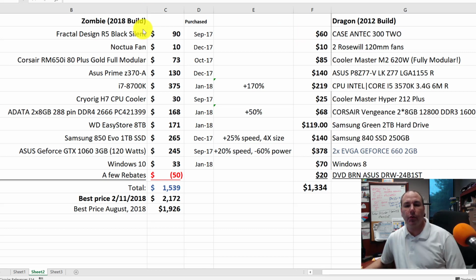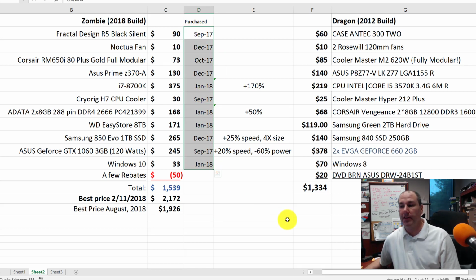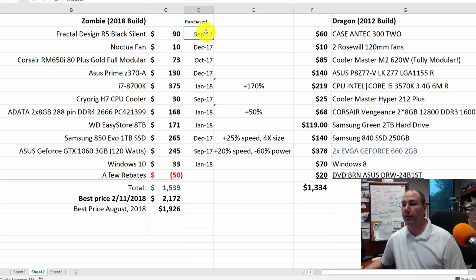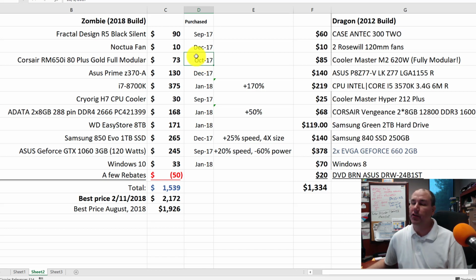Whenever I build a computer, what I do is I buy components as I find good deals over the course of 3 or 4 months. And I have the dates here where I purchased some of these things. The first thing I bought was the case. Got a really good deal on the case. And then I got a power supply because I wasn't quite sure what processor I wanted to use yet. Because you don't want to buy a motherboard or memory before you know what processor you're going to be using.